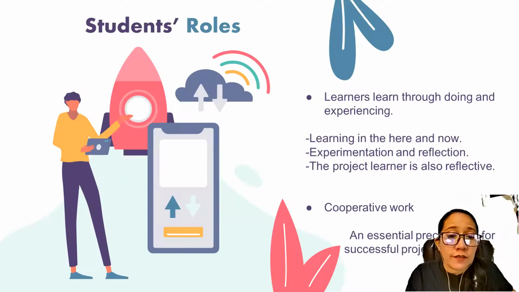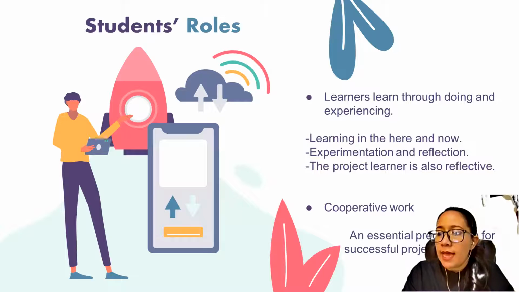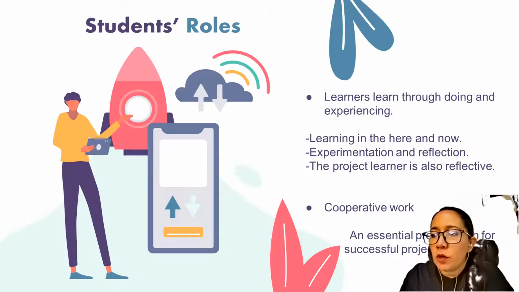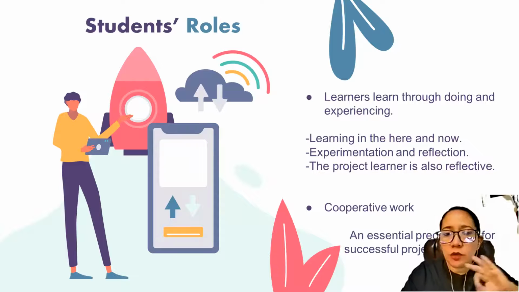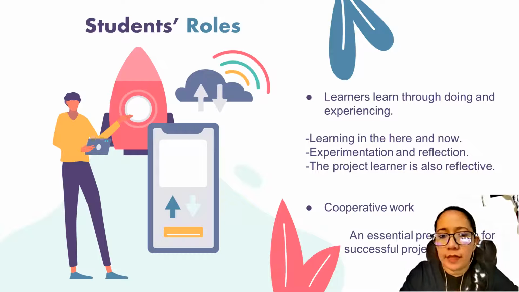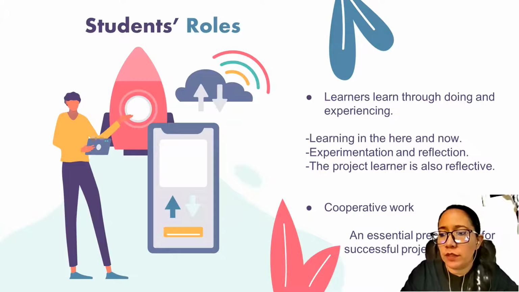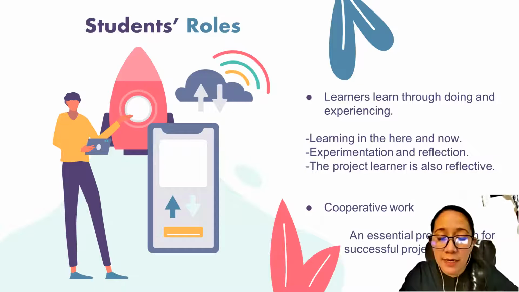As for students, these might be some of the roles. We know that learners learn through doing and experiencing. This view of the role of the learners can be broken down into three different components. The first one, learning in the here and now, where learners are involved in learning about something in their world which is related to the present reality.